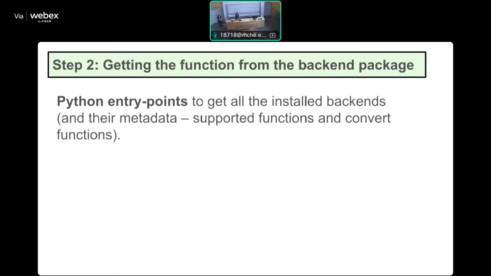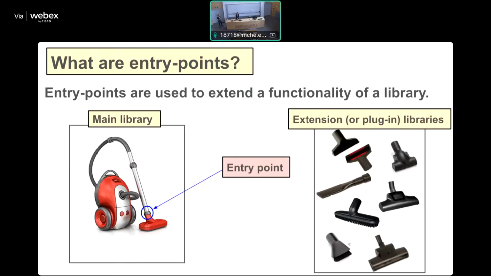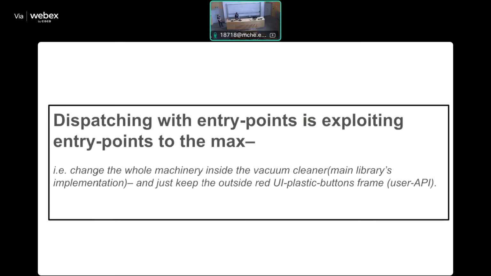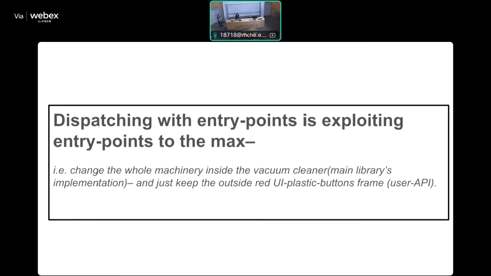So we use something called entry points, and entry points are usually used to extend the functionality of the library. You can think of this boring analogy: the main function of a vacuum cleaner is to clean, and you can put different nozzles on it to create specialized functionality. I think Napari has it, or they talked about it, and dispatching is just exploiting entry points to the max. You are just saying, change the whole machinery inside the vacuum cleaner, we don't care.